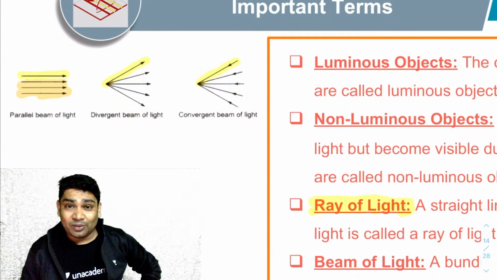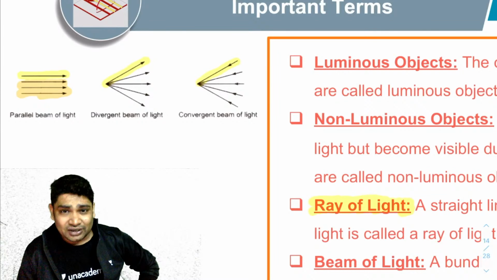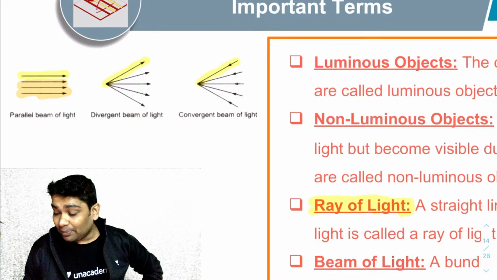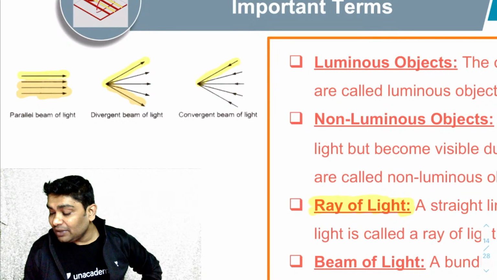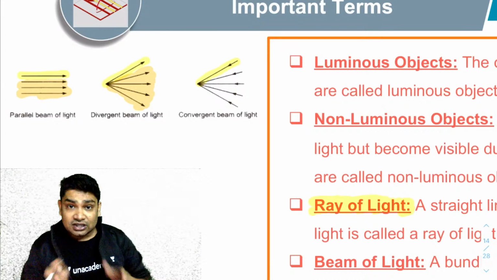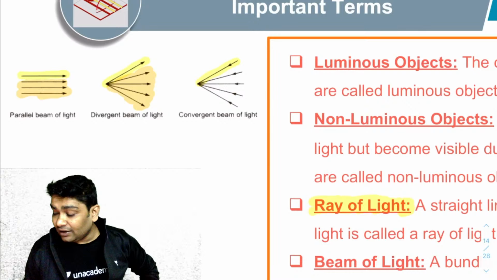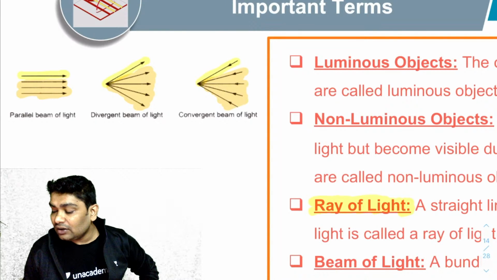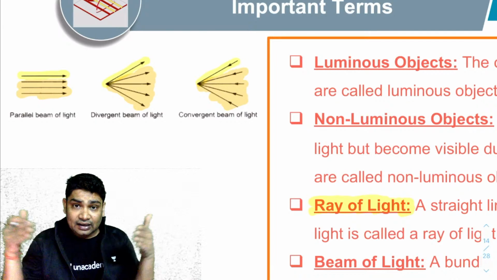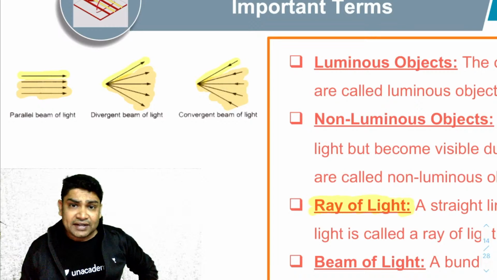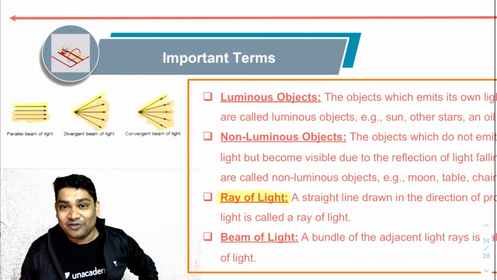Your beams can usually be of three types. There is a parallel beam of light, in which all the light rays are moving parallel. Then there is a divergent beam of light, in which the rays are diverging from a point. Diverging means spanning out or spreading out. Then you have a convergent beam of light, where all the rays are converging to a point. They are aiming towards a point, converging there. So these are the three kinds of beams of light that we will usually encounter.